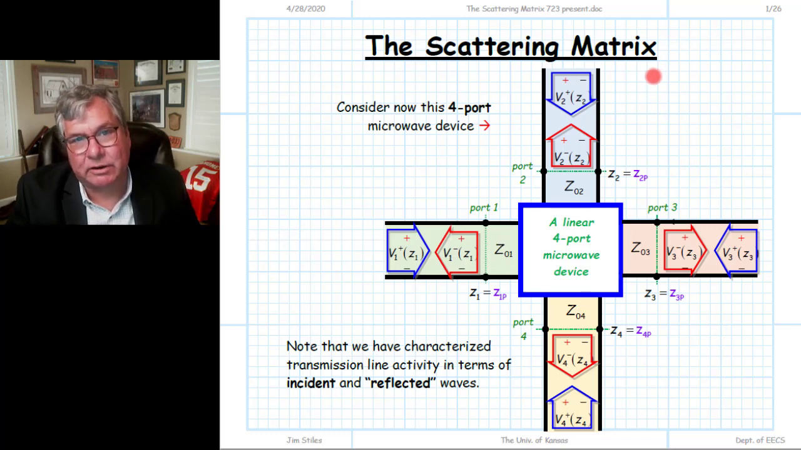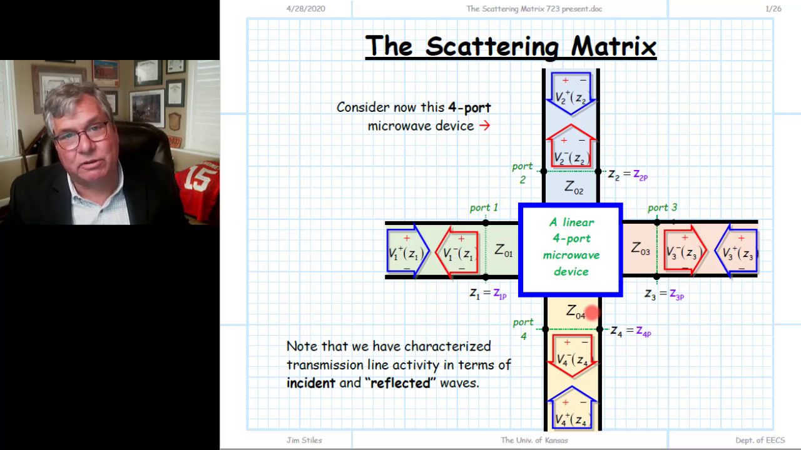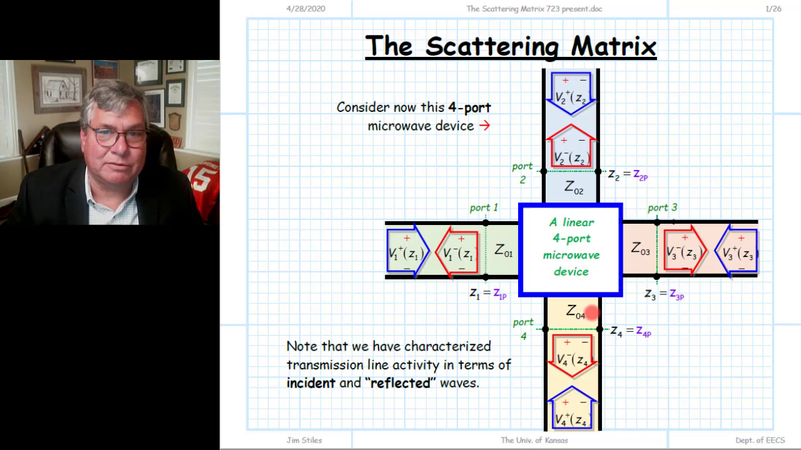using the scattering matrix. Now notice in this case we've connected transmission lines to all 4 ports, and we've left the characteristic impedance values indeterminate. They could be all the same, or they may be all 4 different, or 2 of them may be the same and the other 2 a different value.